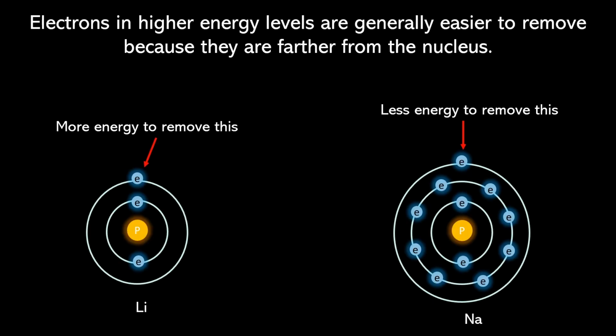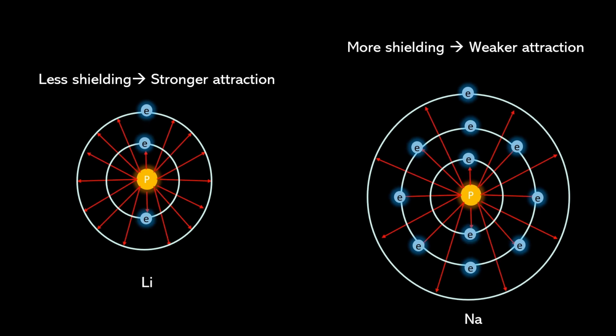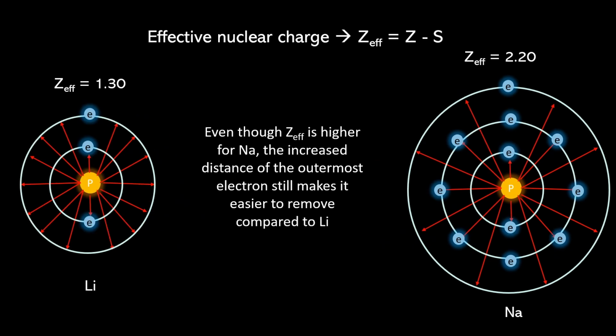Electrons in higher energy levels are generally easier to remove because they are farther from the nucleus. This is because they experience a weaker attraction, and the inner electrons shield the outer electrons from the nucleus's full positive charge. This reduces the effective nuclear charge, or Zeff, felt by the outermost electrons. And again, this makes the outer electrons easier to remove.